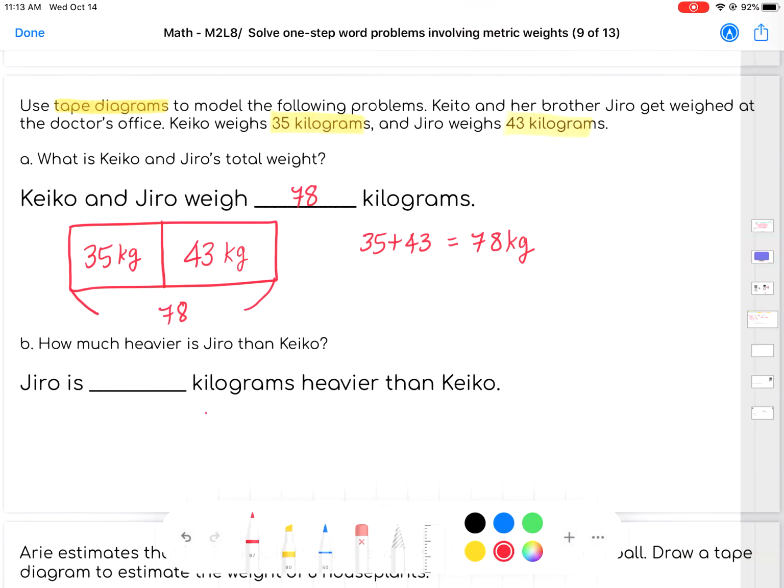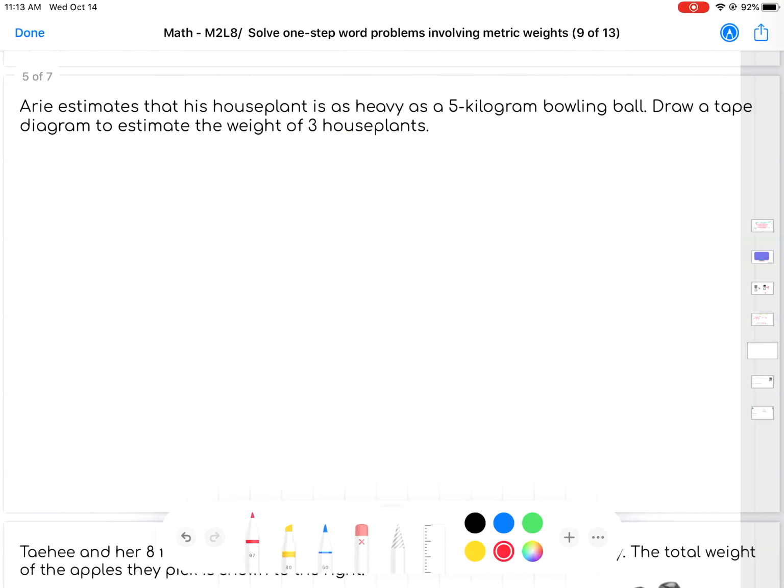Second question, how much heavier is Zero than Keiko? So we know that 43 is bigger than 35, but by how much? So we're going to take our big number and subtract the small number, and we get 8 kilograms. So Zero is 8 kilograms heavier than Keiko. That's how we do this question. Moving on to the next question.